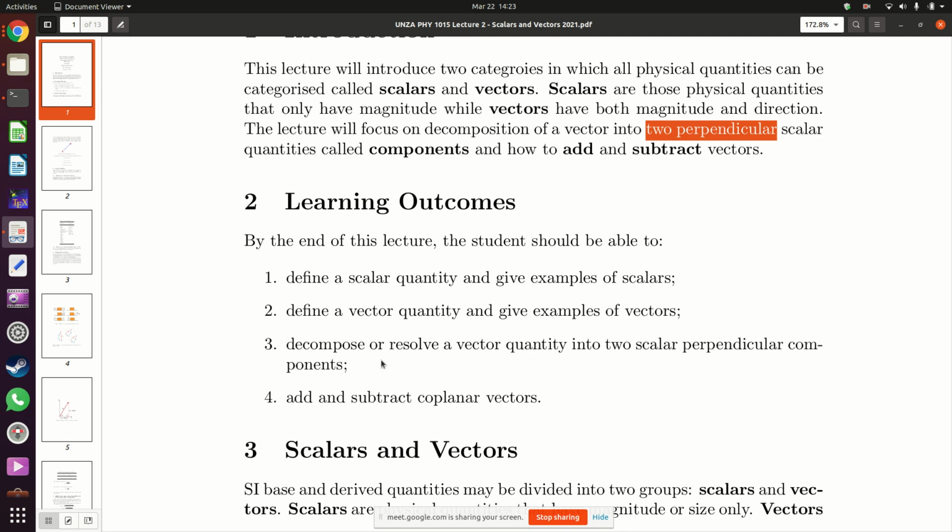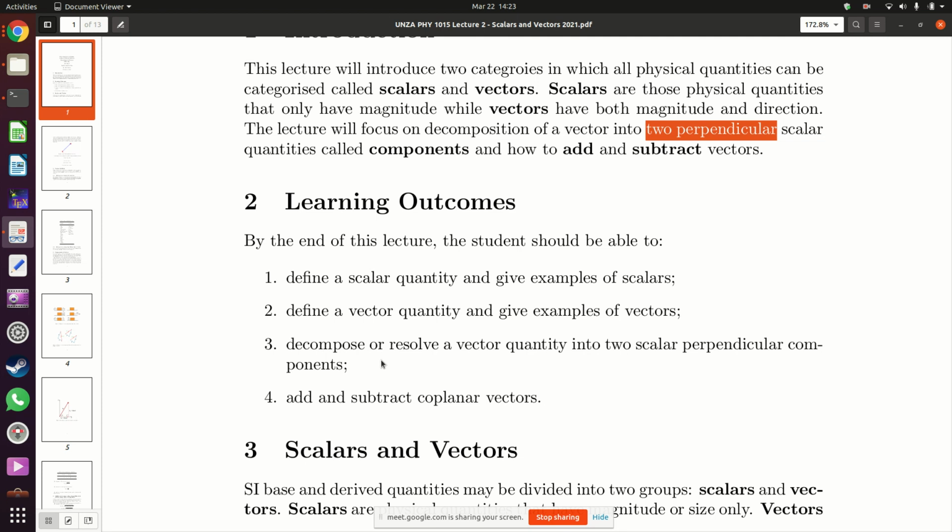Then the last but not the least is the addition and subtraction of vectors. And the kind of vectors we are interested in are what are called coplanar vectors. These are vectors which lie in the same plane. Okay? What we mean by same plane is, you could consider probably a wall clock. So the arms of the wall clock are in the same plane. Or in the same page or something like that. So vectors which lie in the same plane.